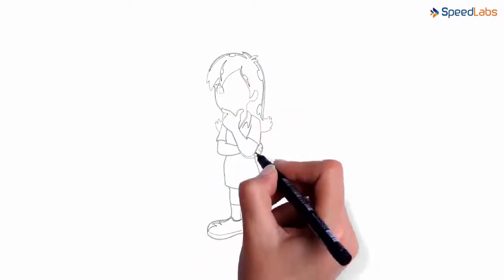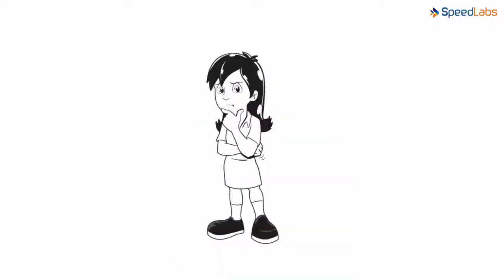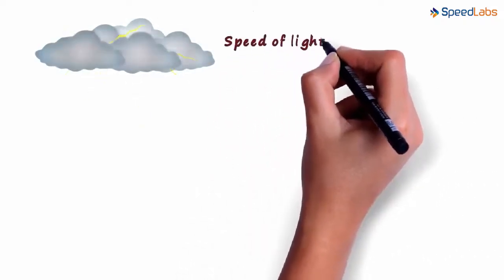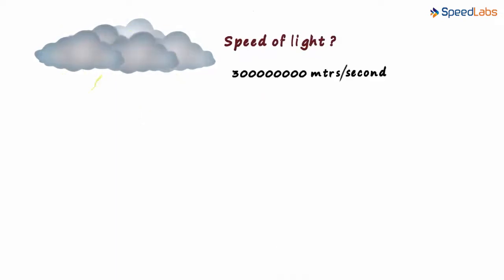Here are a couple of interesting questions. Well, I have to warn you that the answers are pretty long. Here's the first one. What is the speed of light? That's your answer. It's 300 million meters per second. There are 8 zeros. That's really fast.